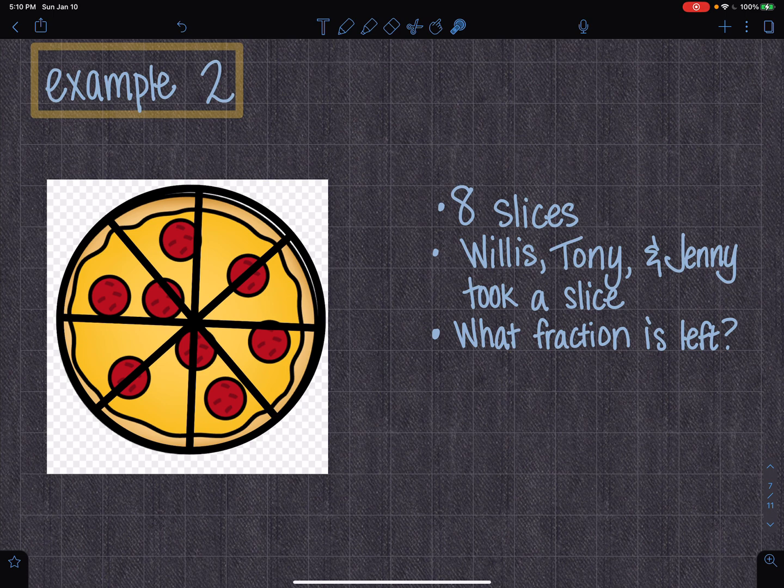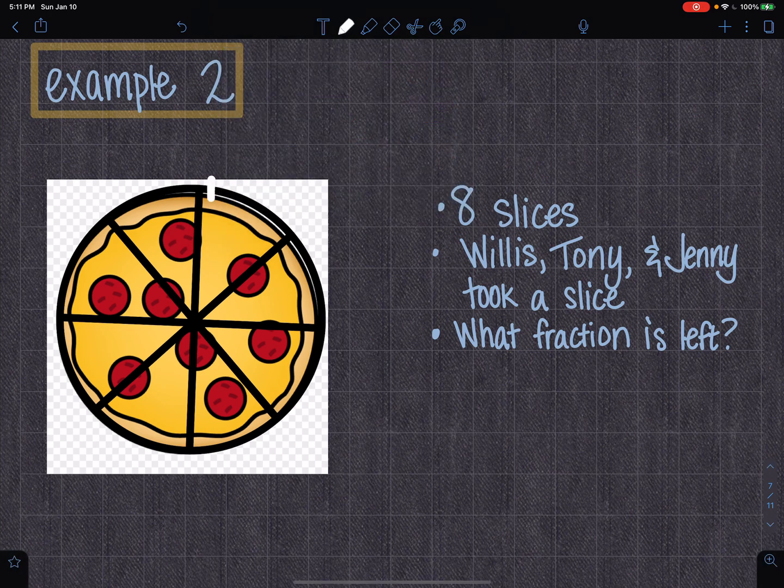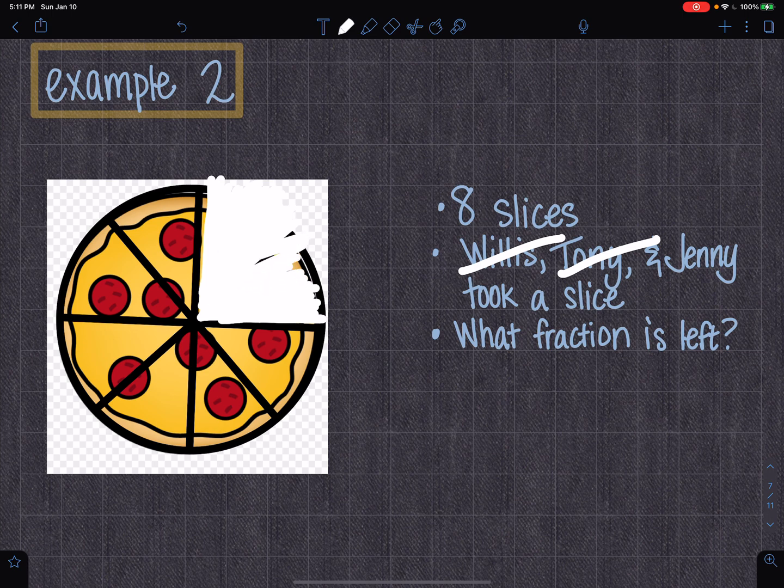Now, it says, after Willis, Tony, and Jenny each took a slice, what fraction of the pizza is left? All right, so let's figure this out. I'm going to take my white, and say Willis took a slice, so maybe he took this slice. I'm going to color it in so it's gone. That slice is gone. Now Tony's going to take a slice. Maybe Tony takes this slice.